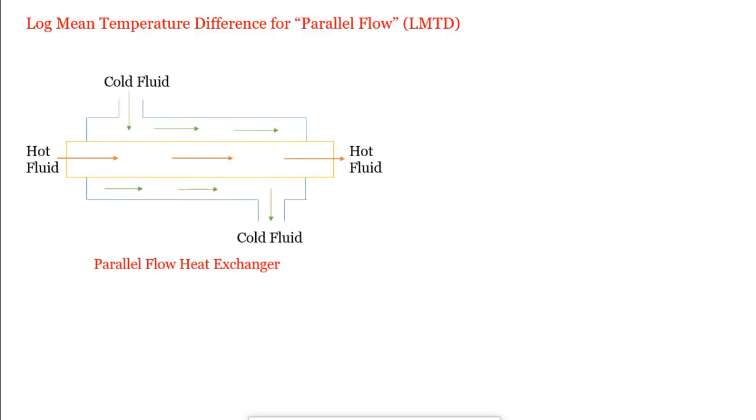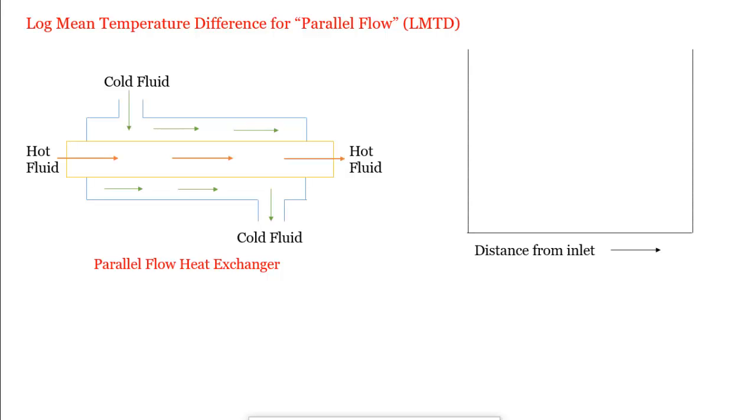Now we study the analysis of the heat exchanger. The most important topic for the GATE is the log mean temperature difference. First we study it for the parallel flow and then for the counter flow. The first thing, this is the diagram for the parallel flow heat exchanger. Here hot and cold fluid move in the same direction, so that's why it's called parallel flow.